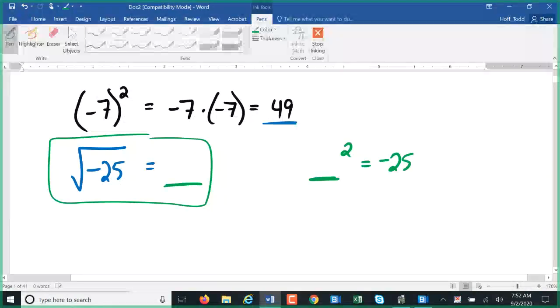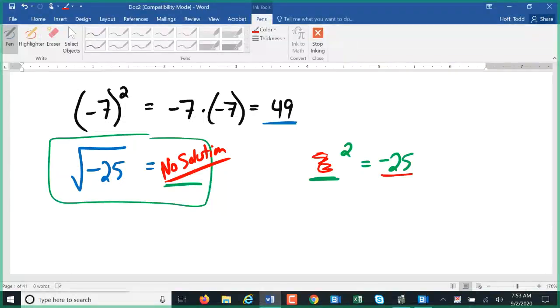Well, anything times itself, a positive times a positive will be positive, and a negative times a negative will be positive. There is nothing that I can put in here that when I square it is going to give me a negative. So the square root of negative 25, if you're punching your calculator, it'll tell you an error. It'll most likely say domain error. There is no solution. In the real numbers, we cannot take the square root of a negative number.